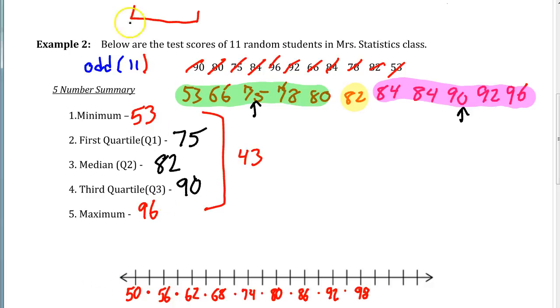Okay. Min 53. Max was 96. First quartile 75. Choose the median. 90.